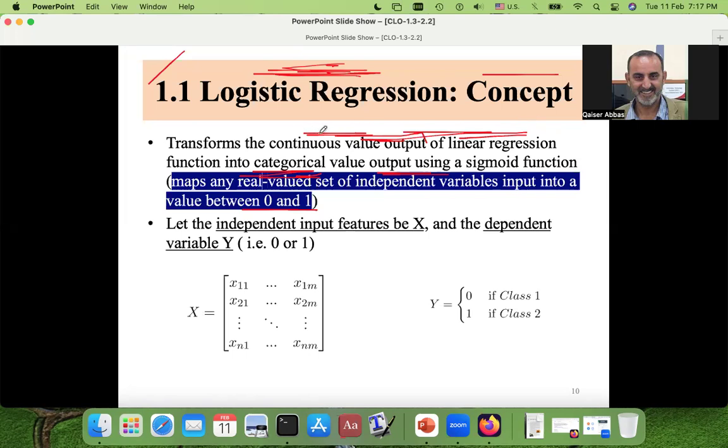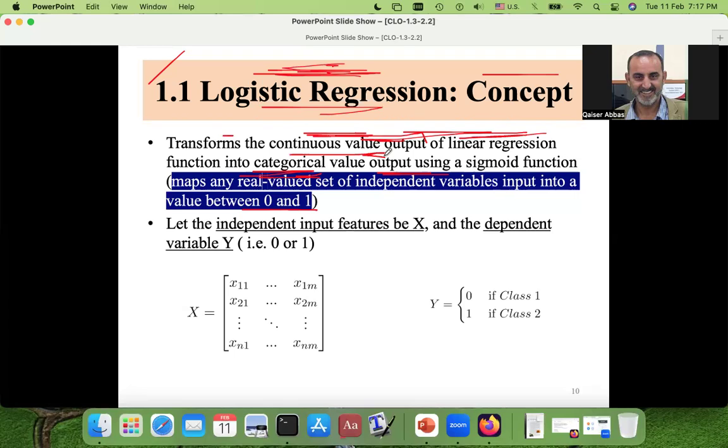Okay, so what are we going to say? Logistic regression will what? It will transform the continuous value output of the linear regression. So it will use the linear regression, and whatever the output of that linear regression is, it will then transform those values, meaning real values, into what? Into categorical value output. Categorical means classification.